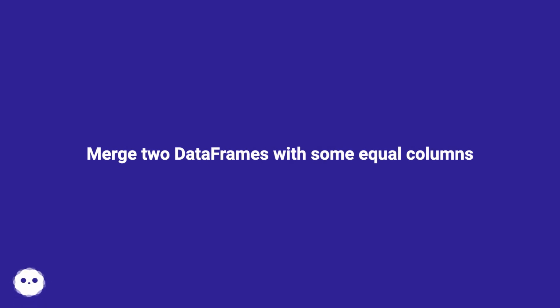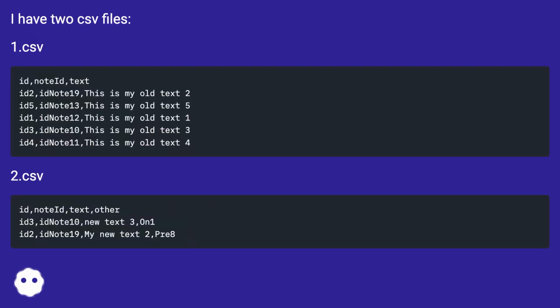Merge two data frames with some equal columns. I have two CSV files: 1.csv and 2.csv. Loading them like.